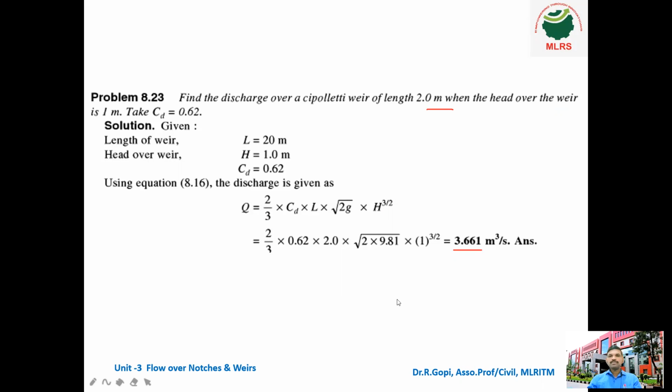Okay, students. So up to this, notch and weir, the weir portion is over. So next class we will discuss one type of weir mentioned in the syllabus. It is called broad crested weir. In that broad crested weir, one problem is there. Okay, we will discuss broad crested weir. After that, we will see one problem. Okay, so up to that, the third unit is over.